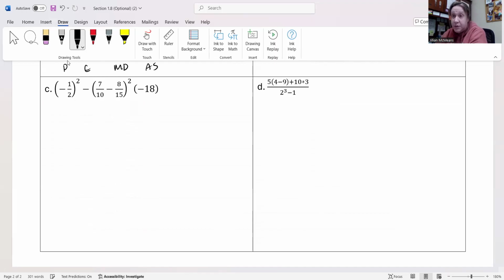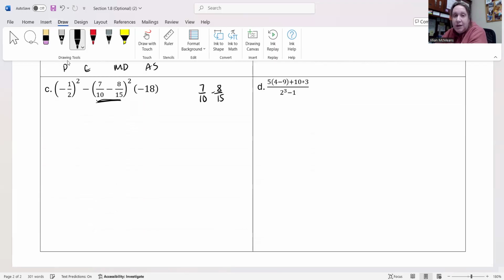We definitely have exponents. We definitely have grouping symbols. We definitely have multiplication, and we for sure have subtraction, okay? So we need to start with the grouping symbols. This right here is what we're going to do first, okay? So I'm going to come off to the side. I've got 7/10 minus 8/15.